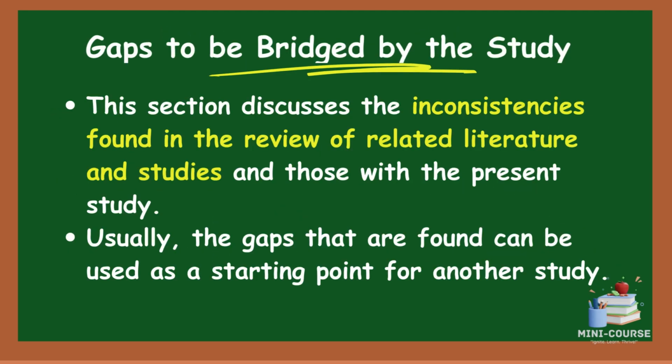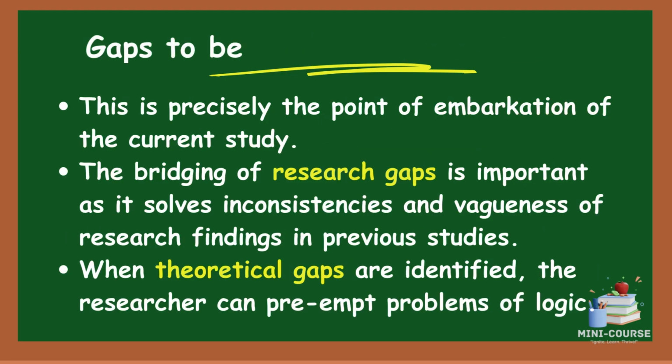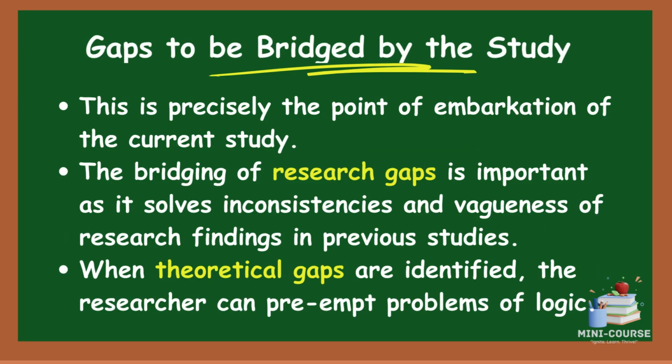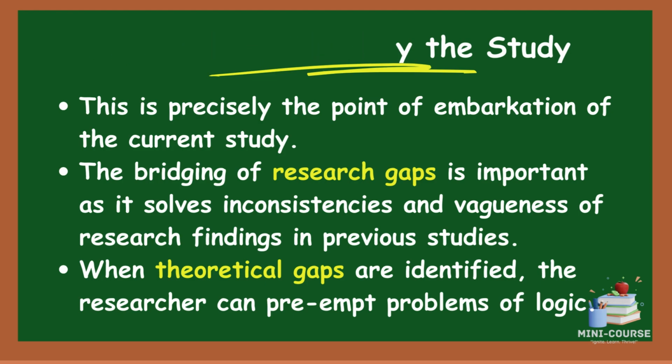Next is gaps to be bridged by the study. This section discusses the inconsistencies found in the review of related literature and studies and those with the present study. Usually, the gaps that are found can be used as a starting point for another study. This is precisely the point of embarkation of the current study. The bridging of research gaps is important as it solves inconsistencies and vagueness of research findings in previous studies. When theoretical gaps are identified, the researcher can preempt problems of logic.